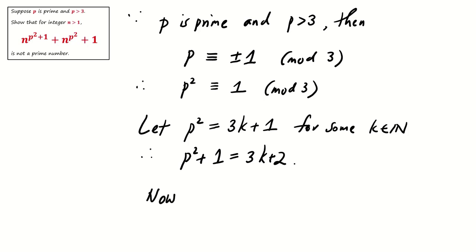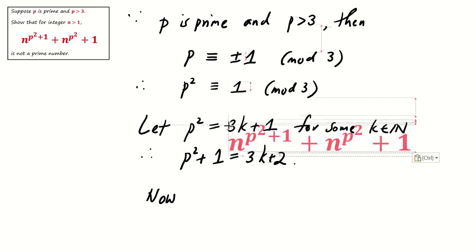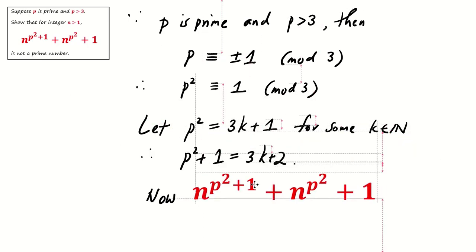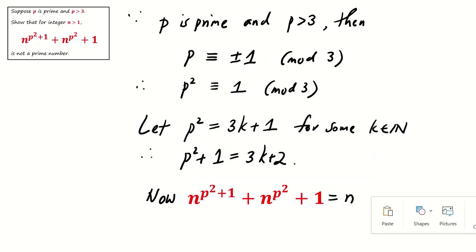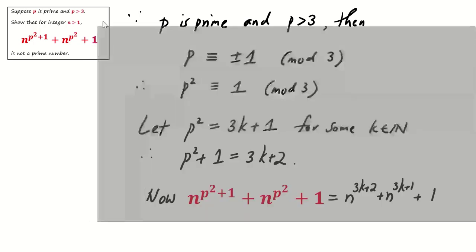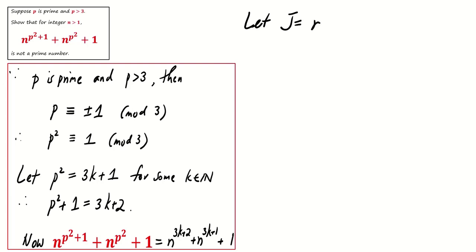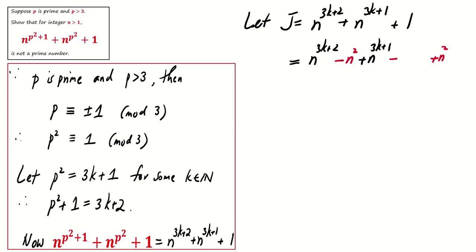Now, we write the original expression, that is n to the power of p squared plus 1 plus n to the power of p squared plus 1, equals n to the power of 3k plus 2 plus n to the power of 3k plus 1 plus 1. Now we let this expression be j. We will rewrite this expression again by adding minus n squared plus n squared and minus n plus n in some order. This expression still equals j.